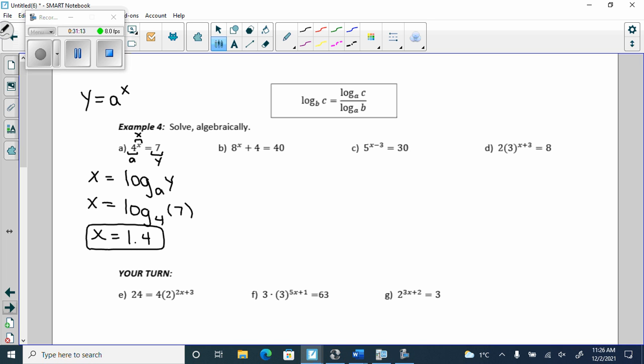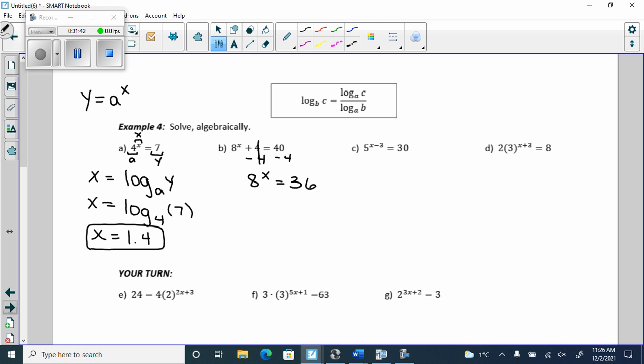It's the nearest 10th. What's my problem with B? That plus 4, right? How do I move it? Minus 4. So I get 8 to the x equals 36. Can I make 8 and 36 be the same base? No, I can't make them be the same base.